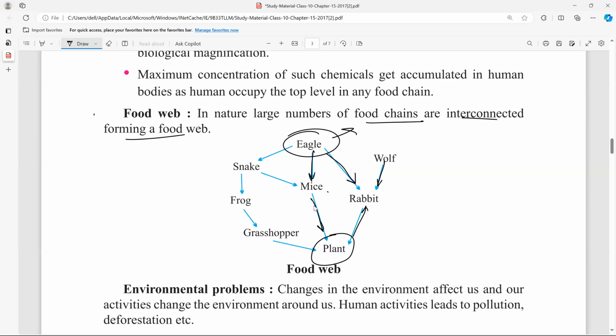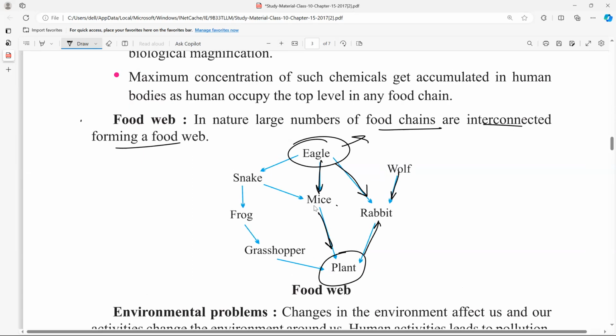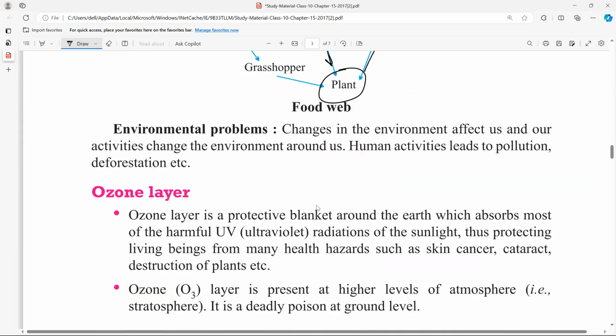Next is environmental problems. Environmental problem means a change in the environment that affects us and our activities. For example, global warming: if we are changing the environment, it will change our activities. And human activities lead to pollution and deforestation.